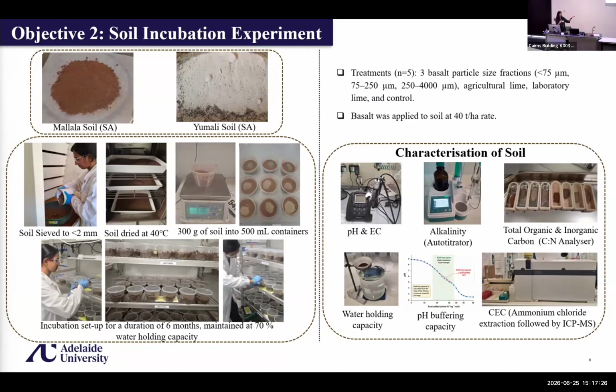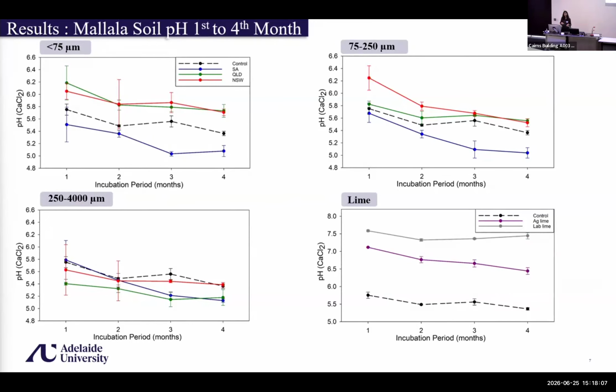Coming to the results for Malala soil pH, I have completed only 4 months of incubation at this moment. Here you can see for the grain size less than 75 micron, the pH rise is quite high, and the basalt samples from Queensland and New South Wales show a higher range of pH compared with the Kangaroo Island basalt, the basalt from South Australia. The variation is high for less than 75 micron and 75 to 50. It is expected that the pH rise will be quite low with the higher fraction of basalt.